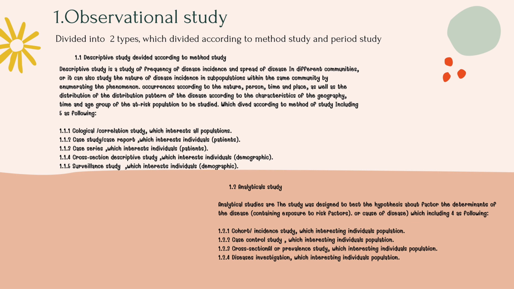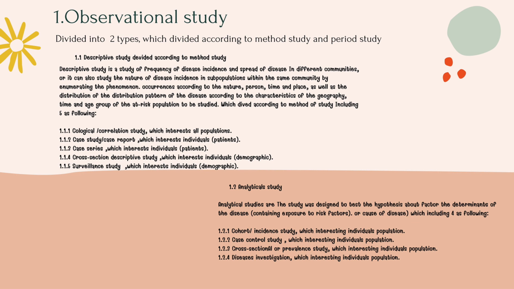The descriptive study, divided according to the method of study, has 5 types as follows. Number 1. Ecological or correlation study, which interests the whole population. 2. Case study or case report, which interests an individual or patient. 3. Case series, which interests individual patients. 4. Cross-sectional descriptive study, which interests individual demographics. And 5. Surveillance study, which interests individual demographics.